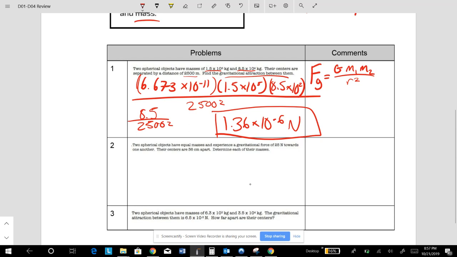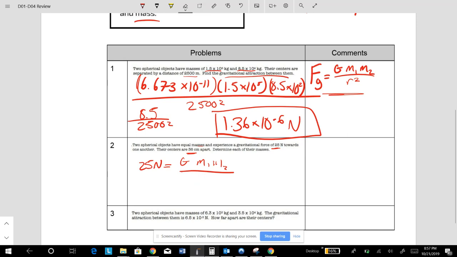All right, let's take a look at this one. Two spherical objects have equal masses and experience a gravitational force of 25 newtons towards one another. Their centers are 36 centimeters apart. Determine each of their masses. So we have the same formula from up here. We'll use that same one. So we have 25 newtons is equal to G times mass 1, mass 2, all over r squared. So the distance apart, we have that as well. So let's erase this and plug that in.